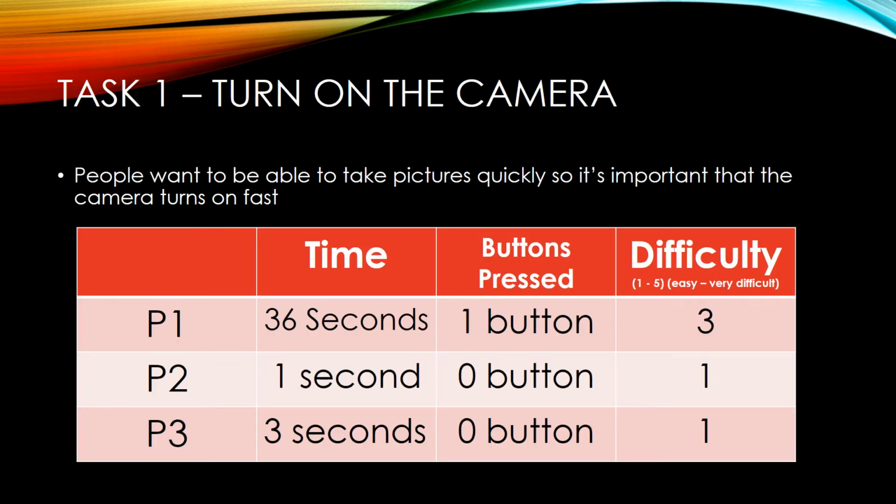So for the first task, we asked them to turn on the camera. People want to be able to take pictures quickly, so it's important that the camera turns on fast. Participants 2 and 3 already knew how to turn on the camera, so the difficulty for them is 1. It was pretty easy for them. But for the first participant, it took her 36 seconds to turn on the camera, because she didn't know that sliding the camera was the correct way to open it, and she put a difficulty of 3.